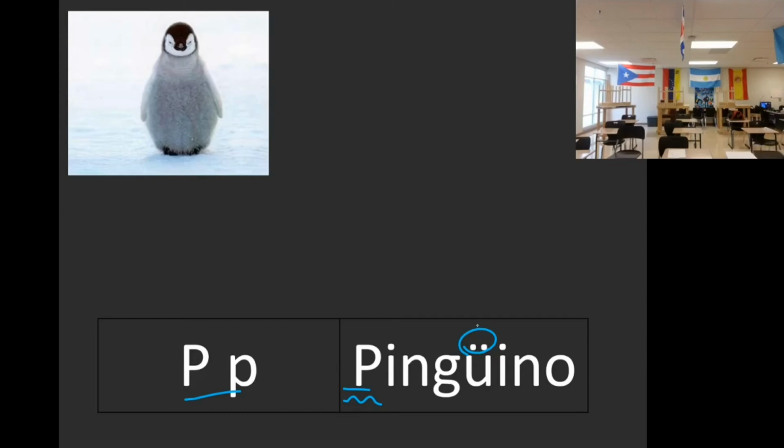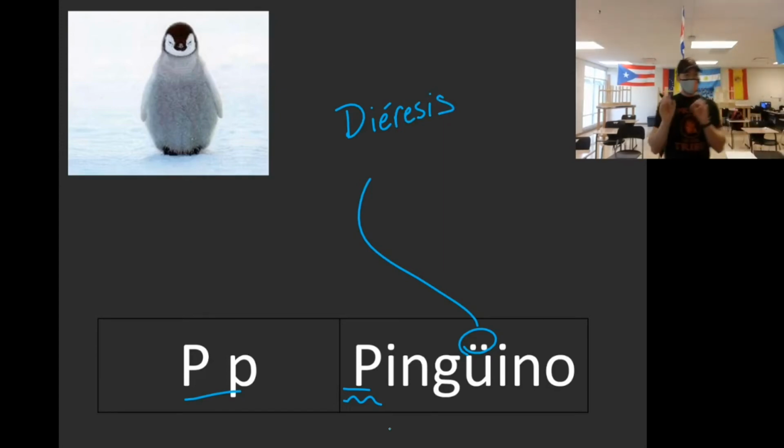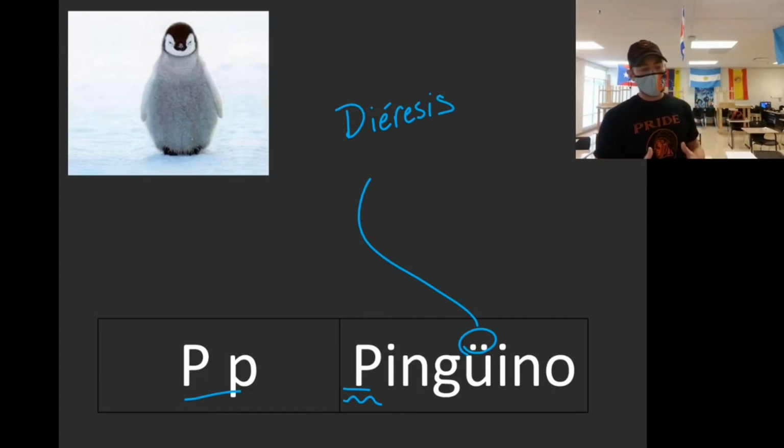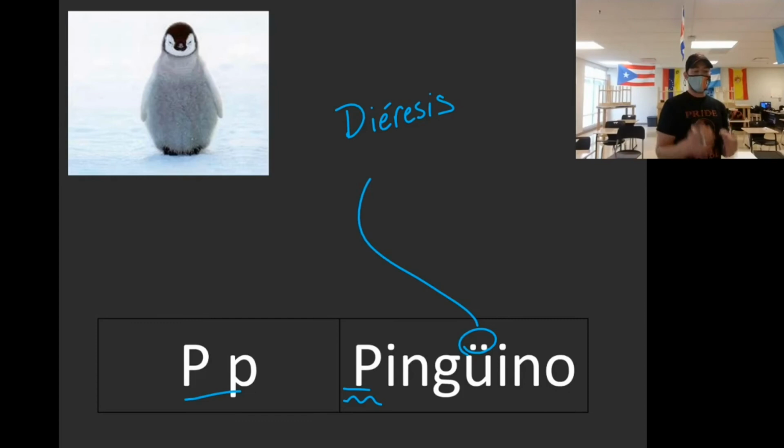And then this diacritical mark right here is called diéresis. All it does is it's going to add a little bit of emphasis to that letter U. All right, so if I said pingüino, but I pretended like that double dot, the diéresis over the U didn't exist, what this would sound like without that thing right there would be pingüino. All right, and so what we want to do is we want to emphasize that letter in this word, and we want to make sure that we are pronouncing that letter in this word.